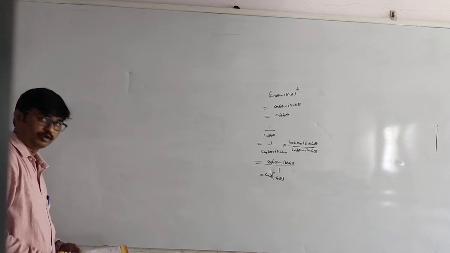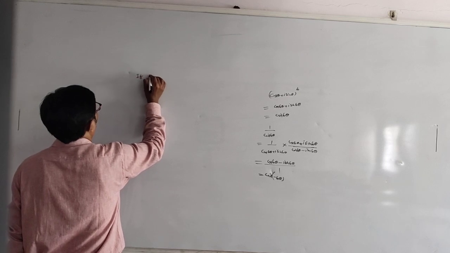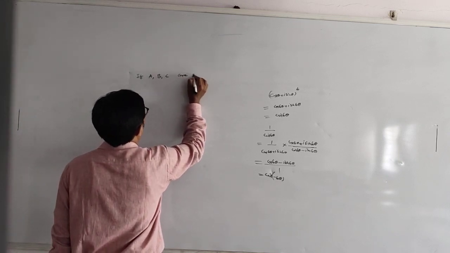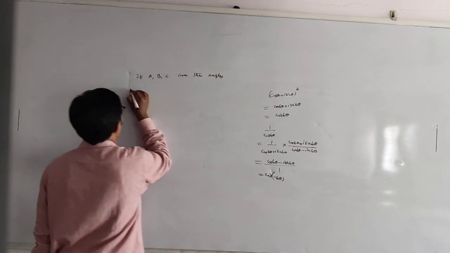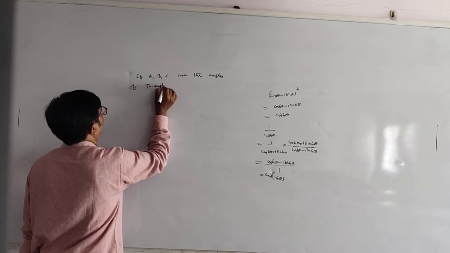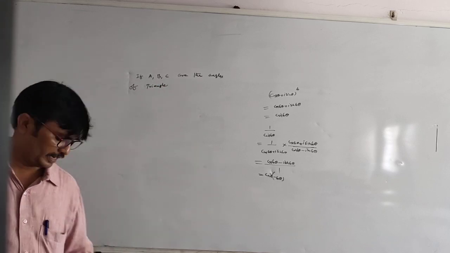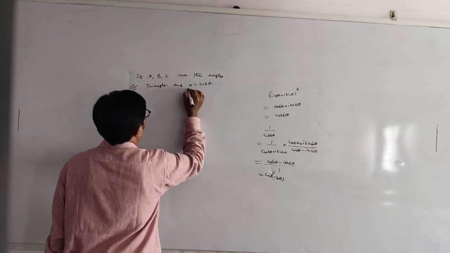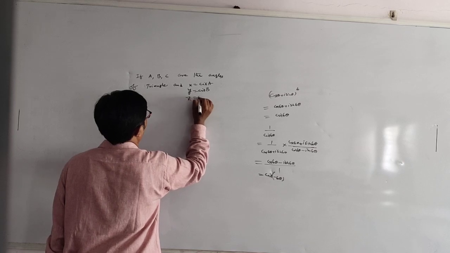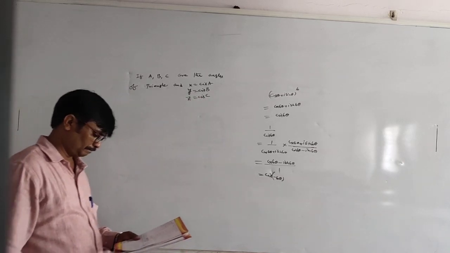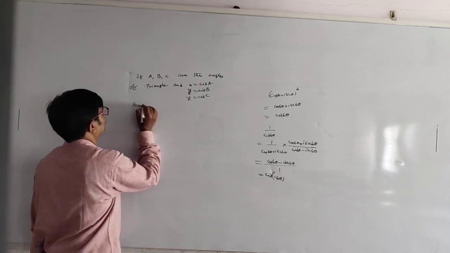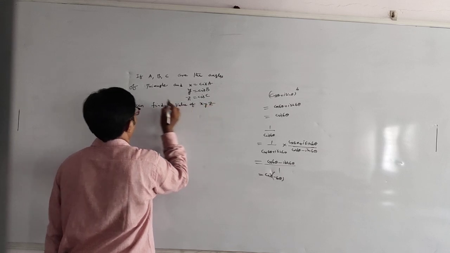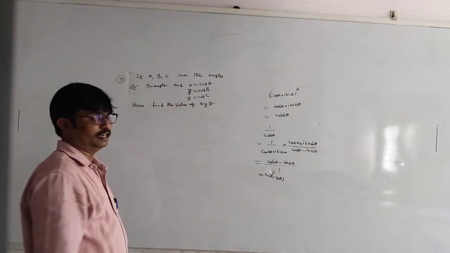Now students, I will take one more question. If A, B, C are the angles of a triangle, and x equals cis A, y equals cis B, z equals cis C, then find the value of x, y, z.